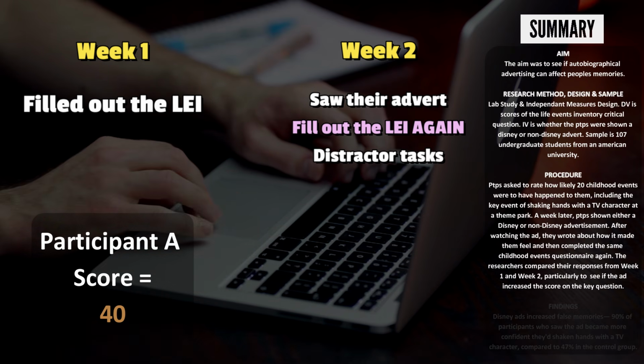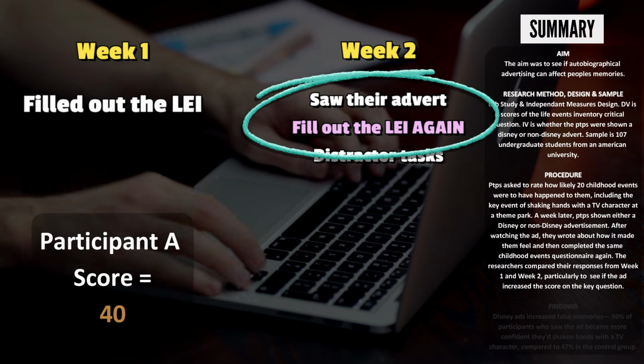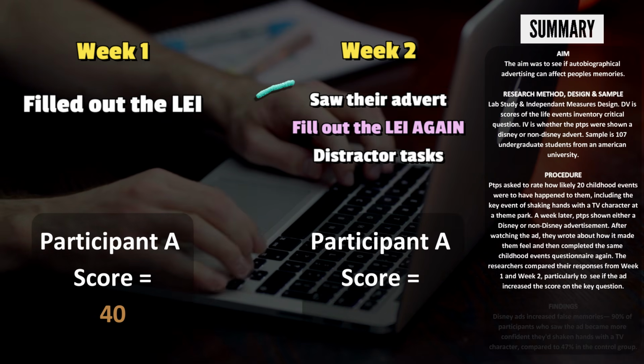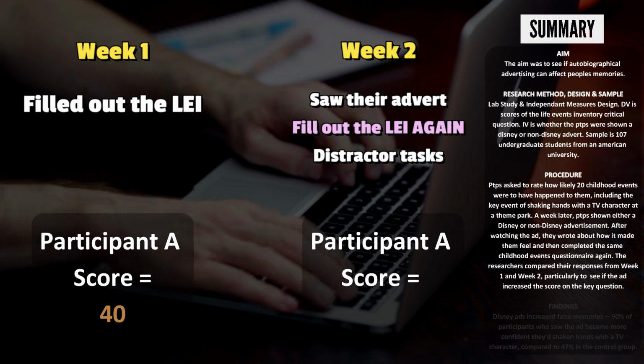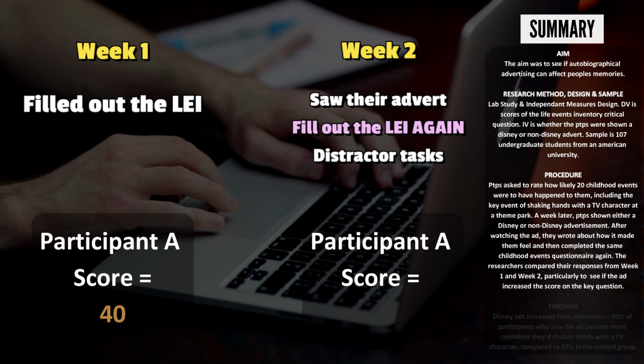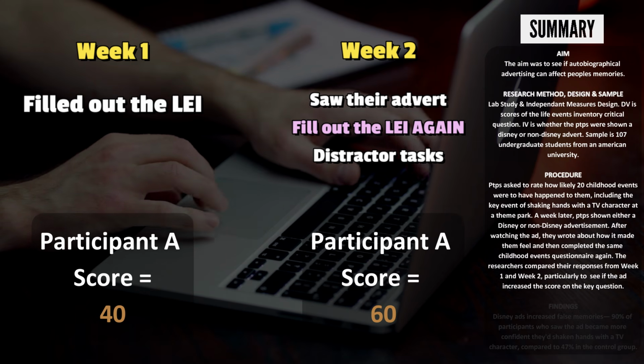Now, in week 2, let's say participant A then went and watched the Disney advert, and then they were asked to do the life events inventory again. Now, if Braun's hypothesis is correct, we should find that those participants would increase their scores, going from 40 to, I don't know, let's say 60.